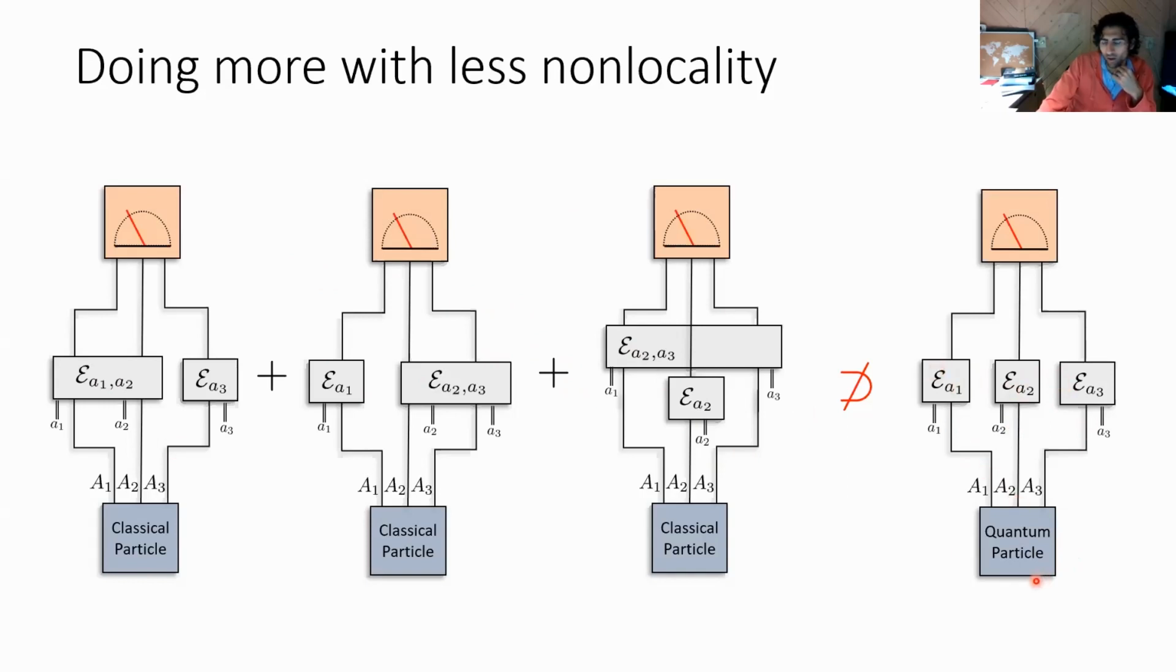All right, so the quantum particle, one way to think about this is that you're using the coherence of the quantum particle to simulate genuine encoding across all three paths with a classical particle.